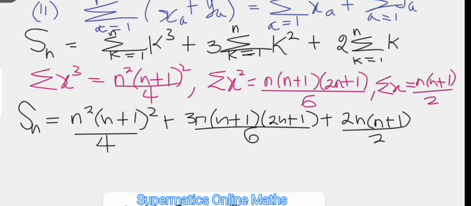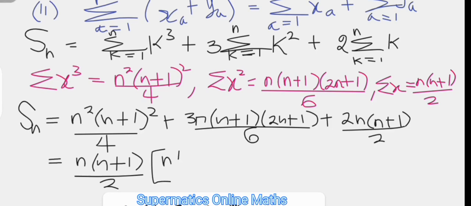Now, looking at these three terms, we have a common factor of n times n plus 1 over 2 that we're going to factor out, leaving us with n times n plus 1 over 2 plus 2n plus 1 after reducing 3 over 3 plus 2.